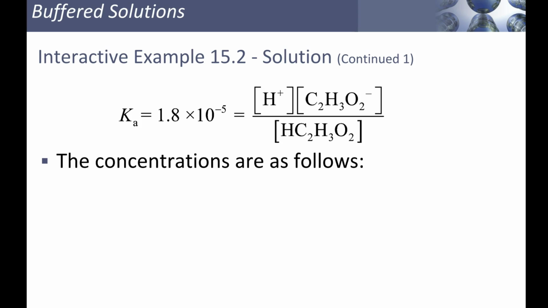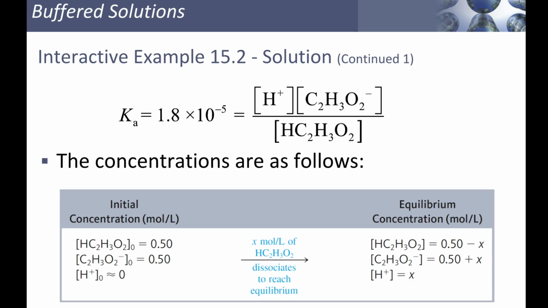Acetate and acetic acid, right? You know your Ka, you know how it goes. And now you're going to do the ice table. And in this case, again, the acetate, instead of starting with 0, you're starting with 0.5, because that's the sodium acetate that you're starting with.